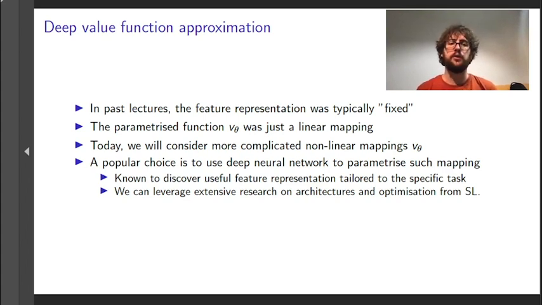The second reason to consider deep neural networks is that, given the extensive adoption of deep learning methods in machine learning, using neural networks allows us to leverage lots of great research. All the ideas that have been introduced in supervised learning, for instance for network architectures or optimization, we can leverage and benefit from when we use neural networks for function approximation in reinforcement learning.